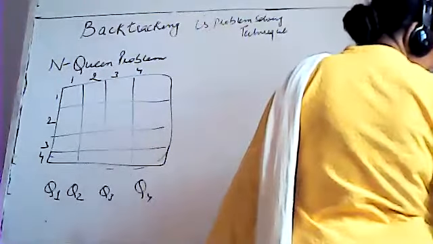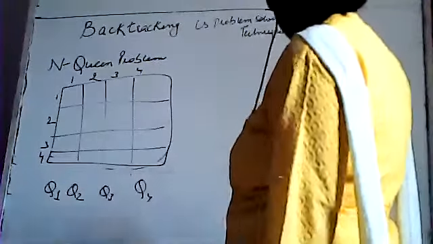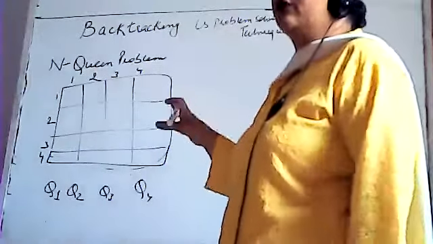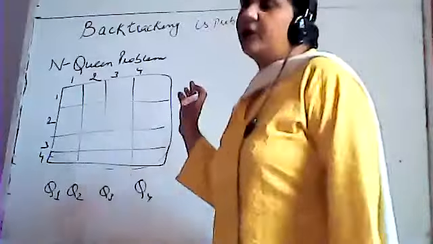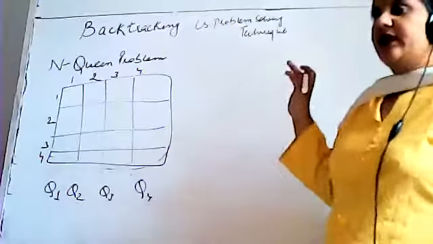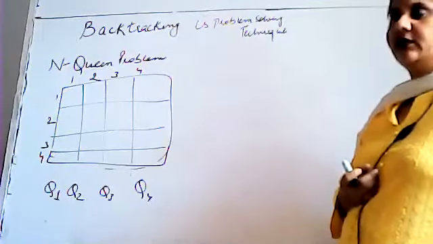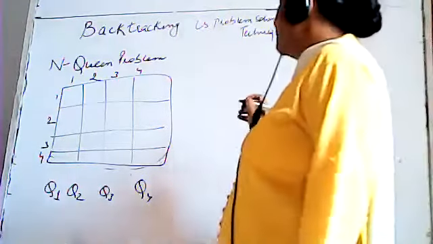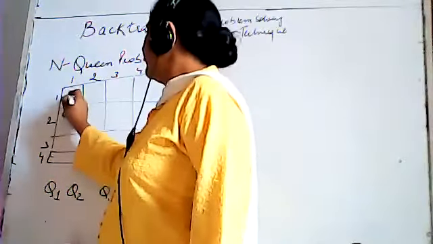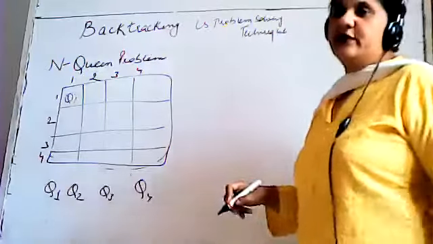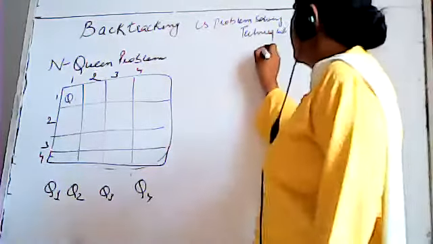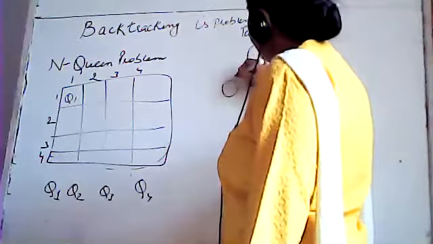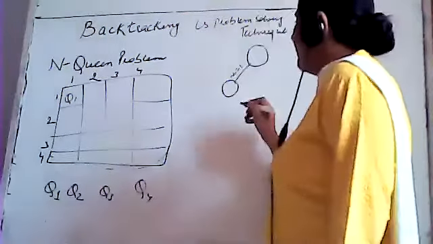Let's draw the state space tree by considering all those possibilities. What are the possibilities where 2 queens are likely to be attacked? They are in the same row, same column and same diagonal. So let's put the first queen in the first row and first column. So I have given x is equal to 1. Our queen 1 has come in the first column.